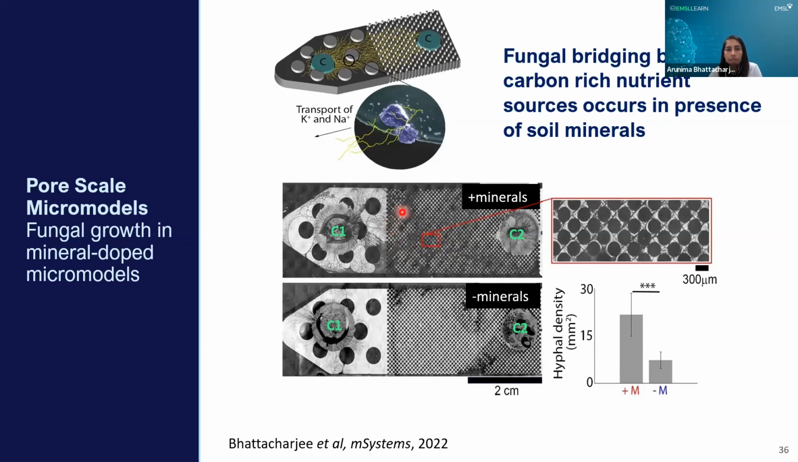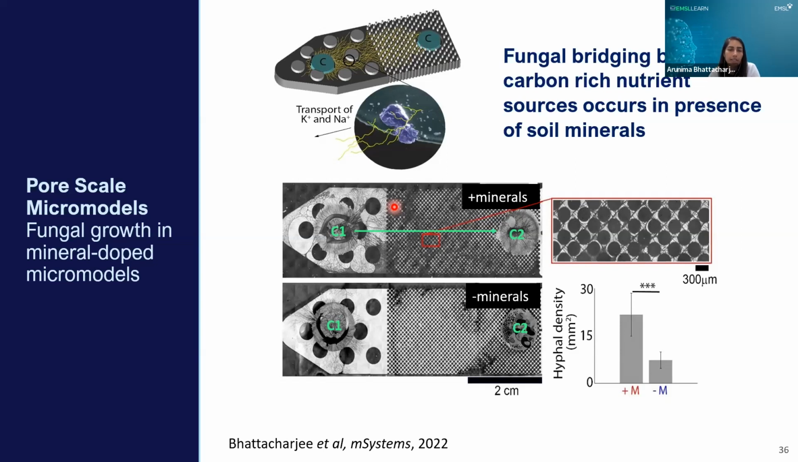Just to describe this micromodel device, it has these posts coming off of the surface, like the dark-colored circular shapes, and they're very homogeneously distributed. The fungus grows in between the posts, which mimics the soil porosity, so it grows inside of these pores. What we observed is the fungus bridged C1 to C2 only when minerals were present. This mimics a situation in soil where there is a lot of drought happening, and you have these minerals distributed there where there are not many bioavailable nutrients, but the fungus is able to degrade these minerals and extract nutrients as it grows to another hotspot.